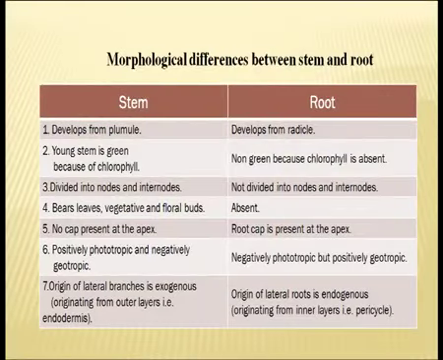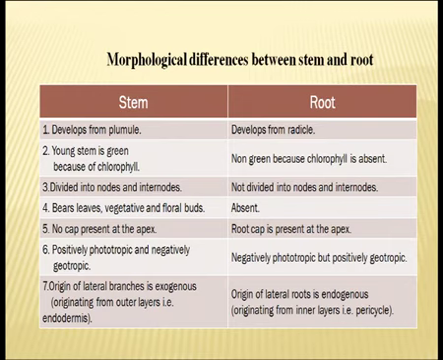Now, let us distinguish between stem and root. So, stems develop from the plumule and roots develop from the radicle. The young stem is green because of chlorophyll, and roots are non-green because no chlorophyll is present in the cells of the root. Now, the stem is divided into nodes and internodes, and the root is not divided into nodes and internodes, and the stem bears leaves, vegetative and floral buds, and the root does not bear such structures.